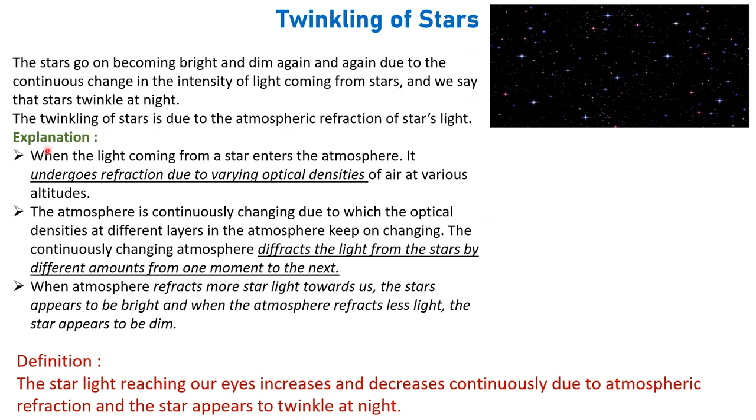So I have explained all of this, and now let's do the definition. The starlight reaching our eyes increases or decreases continuously due to the atmosphere. And why is there an increase and decrease of the intensity of light? It is due to atmospheric refraction, and so the star appears to twinkle at night.